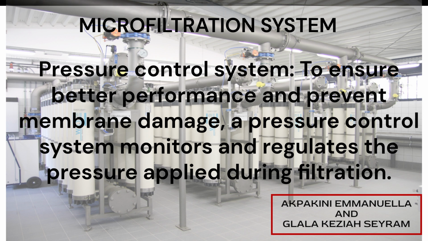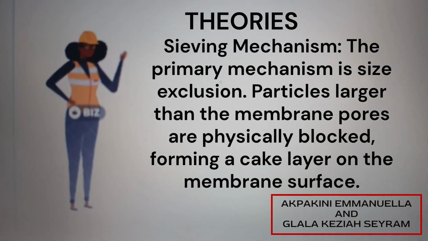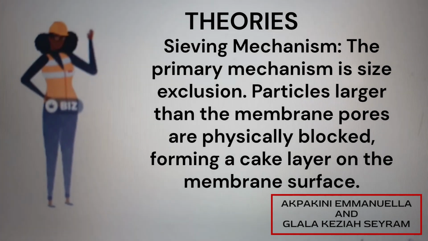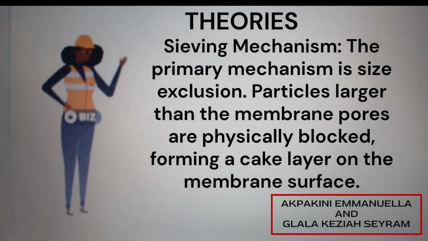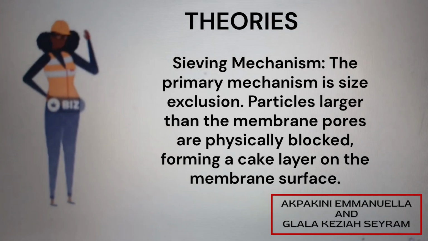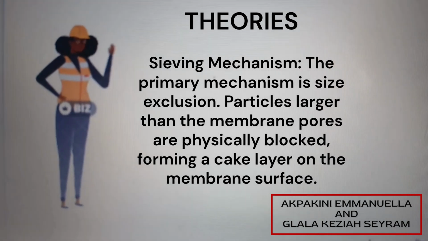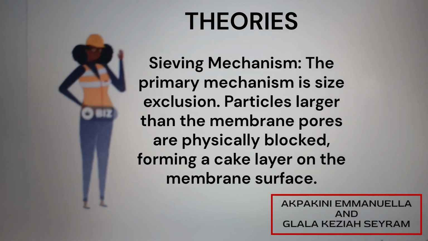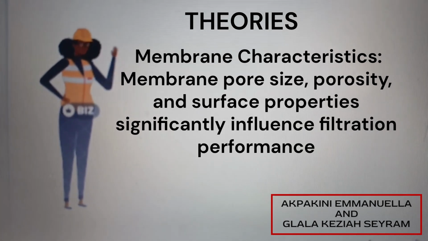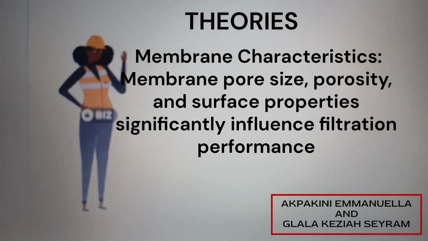And to ensure better performance and prevent membrane damage, a pressure control system monitors and regulates the pressure applied during filtration. The microfiltration system also makes use of the sieving mechanism. It is the primary mechanism, which is size exclusion. Particles larger than the membrane pores are physically blocked, forming a cake layer on the membrane surface. It also makes use of membrane characteristics. Membrane pore size, porosity, and surface properties significantly influence filtration performance.